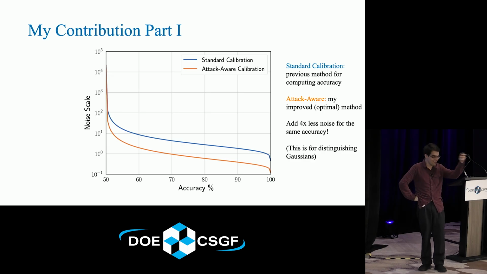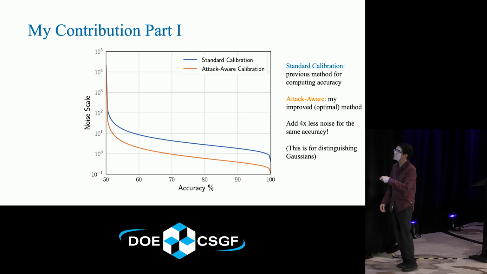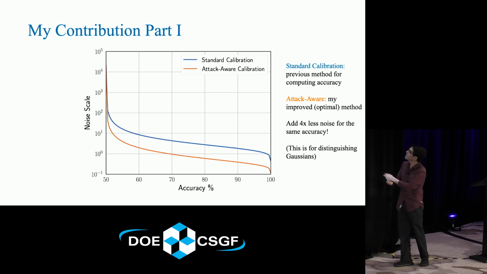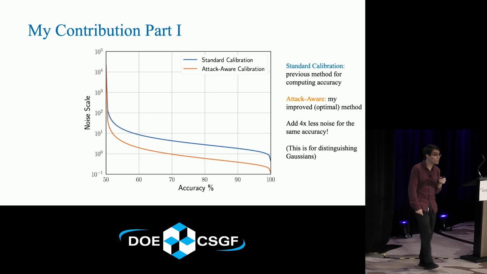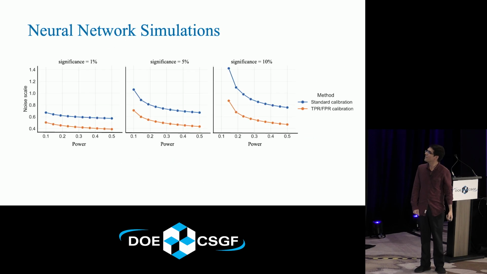I did not even try to explain what this blue curve is. But this blue curve is how the community would compute this before my contributions. And the point is that one of my contributions is that you have this framework for how to compute this noise. And you can get about 4 times less noise for the same accuracy when you do it this way. I am out of time because I blabbered too long, and that's okay.